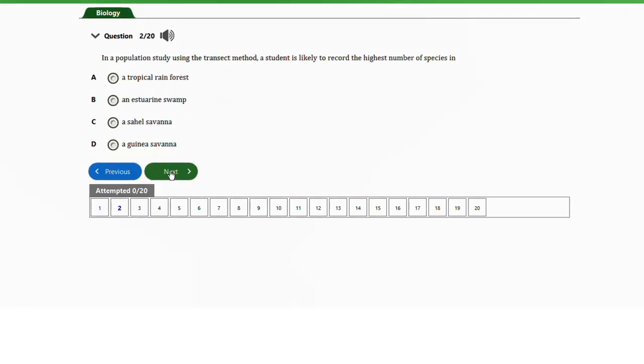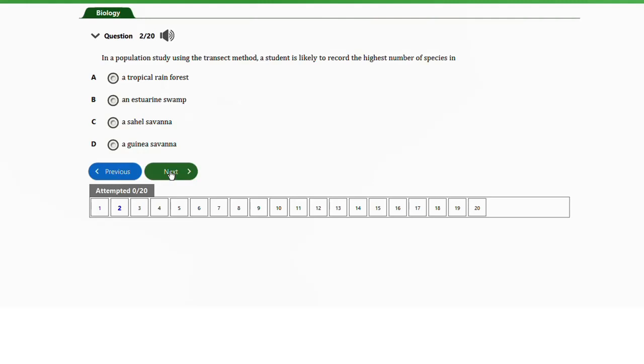That's question number 2. The question says, in a population study using the transect method, a student is likely to record the highest number of species in A. A tropical rainforest, B. An estuarine swamp, C. A Sahel savanna, and D. A Guinea savanna. So the answer to this question is option A, and that's a tropical rainforest.